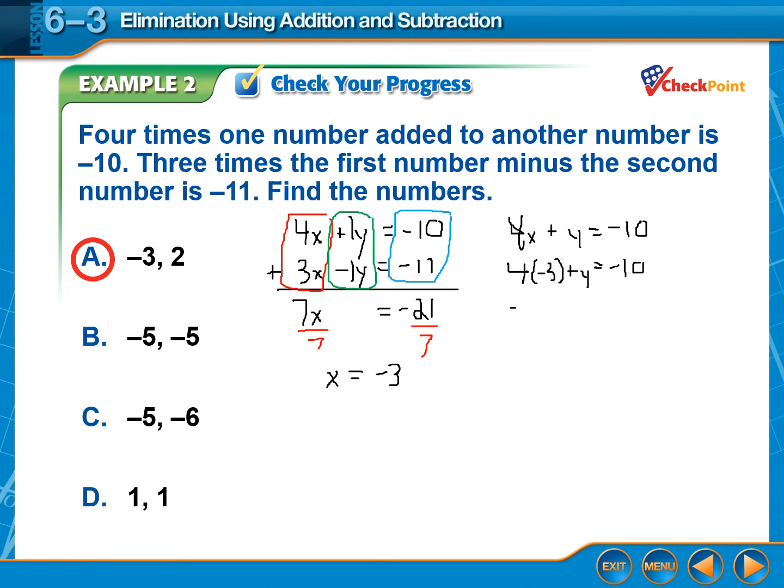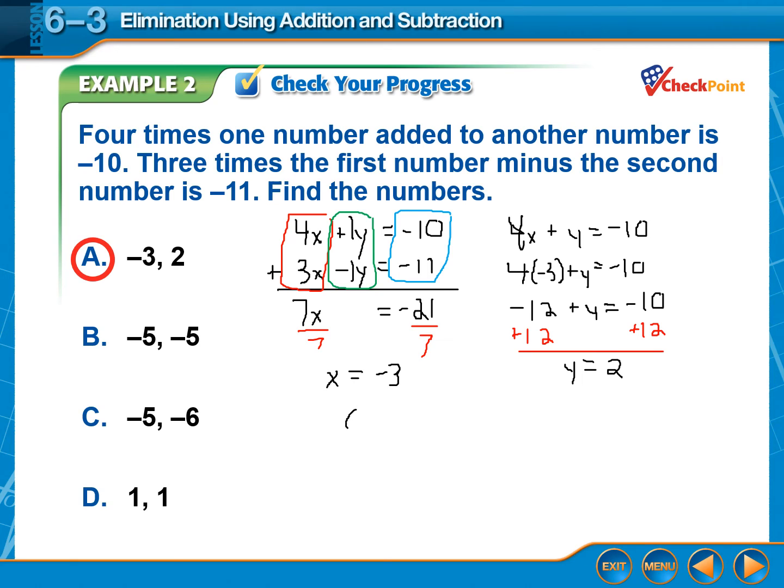Four times negative 3 is negative 12, plus y is equal to negative 10. So to solve for y, I need to get rid of the negative 12 that's there. To do that, I'm going to add 12 to both sides. So negative 12 plus 12, negative 10 plus 12, and that's going to leave me with a final value of y is equal to negative 10 plus 12, which is positive 2.